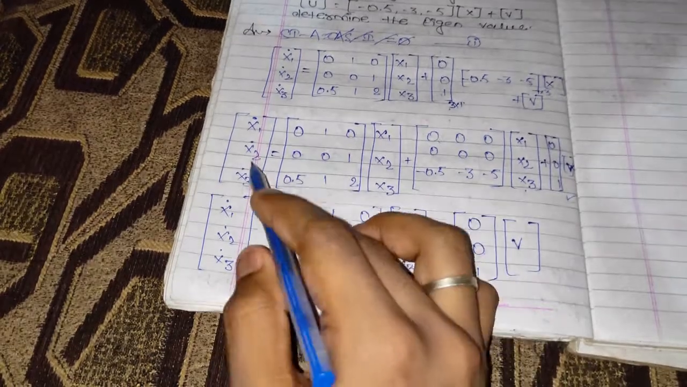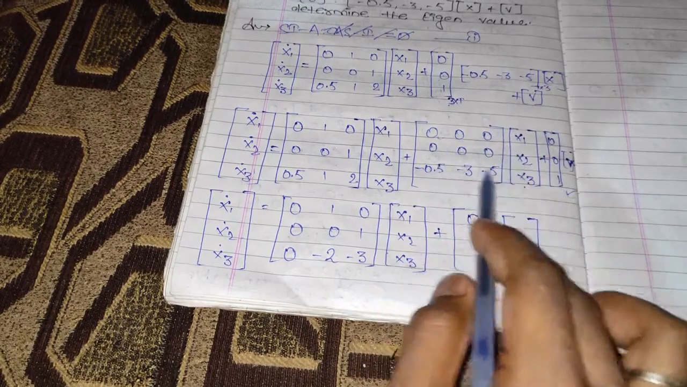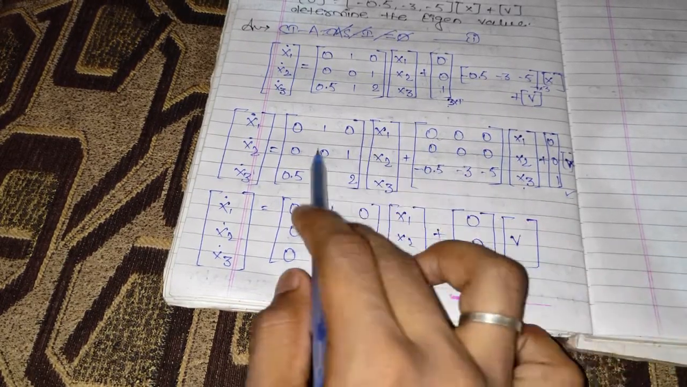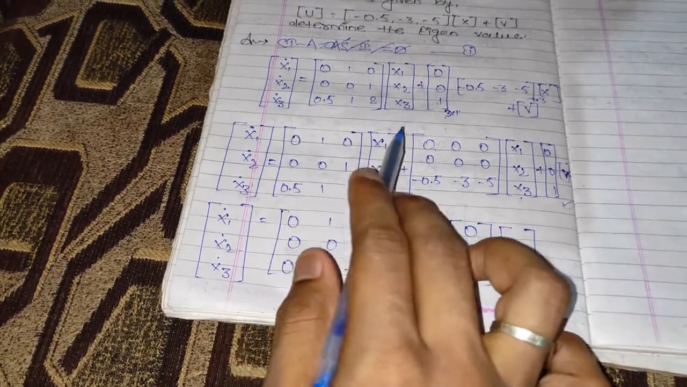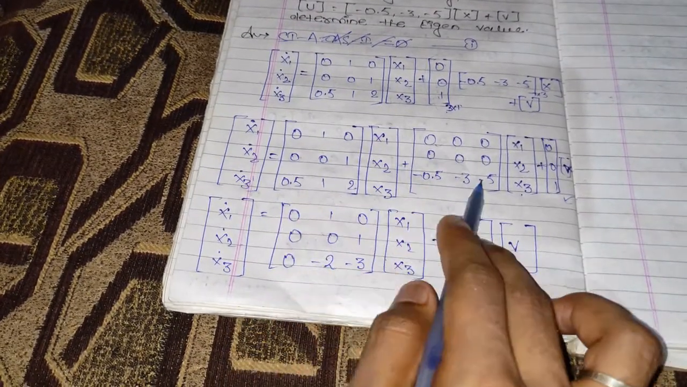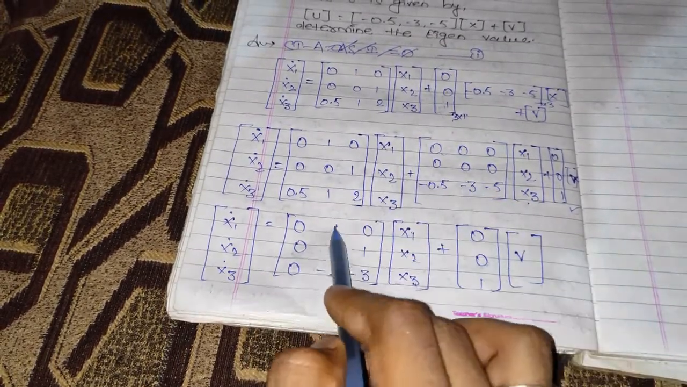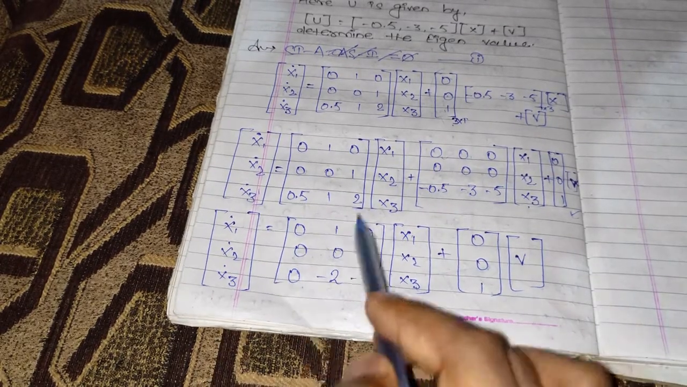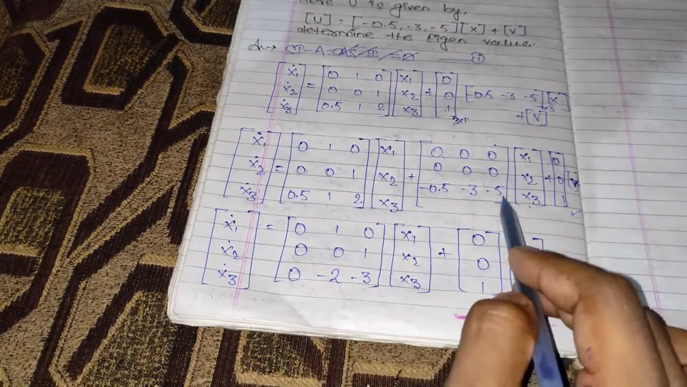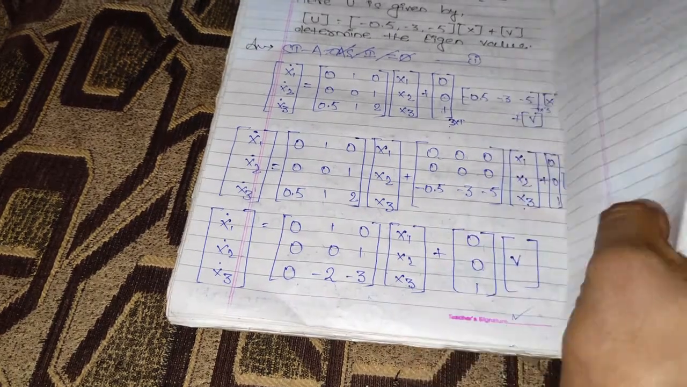After that we will do this here. These two terms are the same variables, but the constants are different, and there is a plus sign between them. So we will add these two matrices: 0 0 0, 0 1, 1 0 1, 0.5 minus 0.5 0, 1 minus 3 minus 2, 2 minus 5 minus 3. Here the 0 0 1 and v matrix are shown.